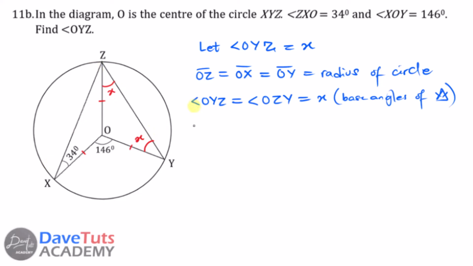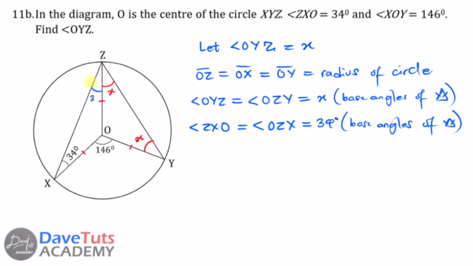There, I can also say that angle ZXO, this angle here, which we are given as 34, is also equal to angle OZX, and that is also going to be 34 degrees because they are also base angles of an isosceles triangle, this isosceles triangle OXZ. Okay, so if that is the case, I can say this angle here is also 34 degrees.